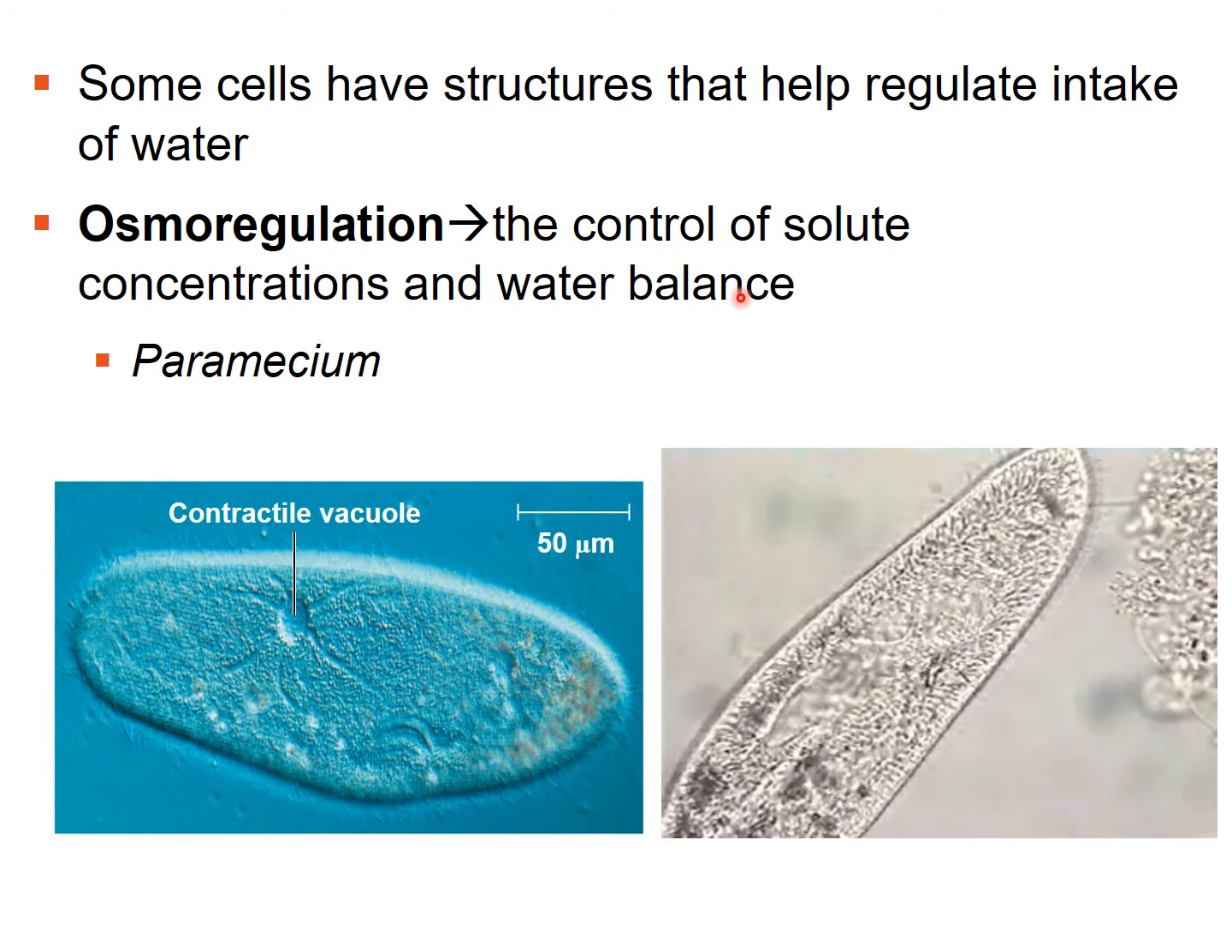And they can regulate it by this contractile vacuole, which you should remember from chapter 6. Okay, so this contractile vacuole is going to take on a lot of water, and once it takes on enough water, it's going to contract and then basically expel the water out of the cell.